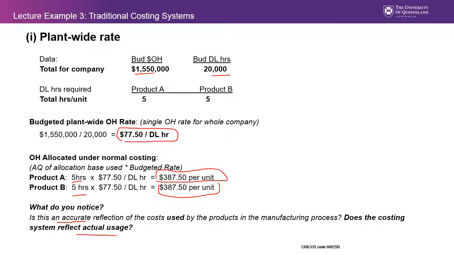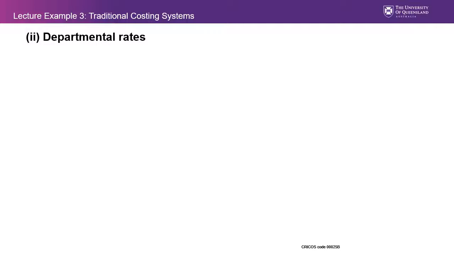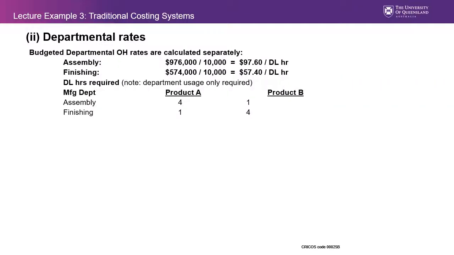So by the costing system and using departmental rates, what we do is we create two cost pools, one for assembly, one for finishing, and therefore we can create two cost rates, allocation overhead rates. So we divide the 976,000, that's the budgeted overhead for assembly, by the budgeted direct labour hours, and we get a rate of 97.60. And for finishing, we divide the 574,000 by 10,000. That gives us 57.40 per hour.